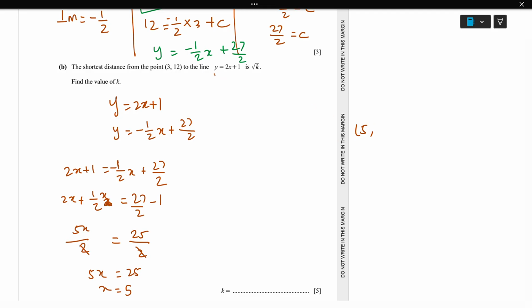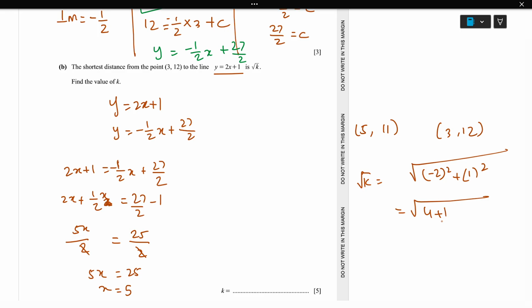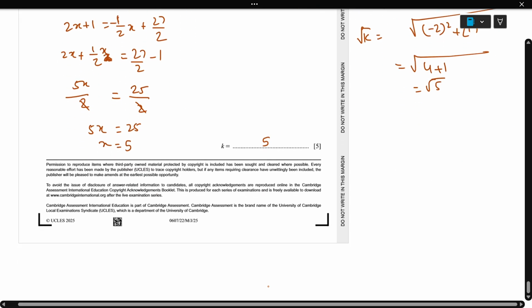Just plug in this value here, so we'll get y. 2 times 5 is 10, plus 1 is 11. Already we know the other coordinate, which is (3, 12), given already. Use the distance formula. So distance is root k equal to square root of (x2 minus x1) squared plus (y2 minus y1) squared. So 3 minus 5, which is minus 2 squared, plus 12 minus 11, which is 1 squared. So square root of 4 plus 1, square root of 5. So square root of k equal to square root of 5. So k equal to 5 is the answer. Yeah, that's the end of the paper.